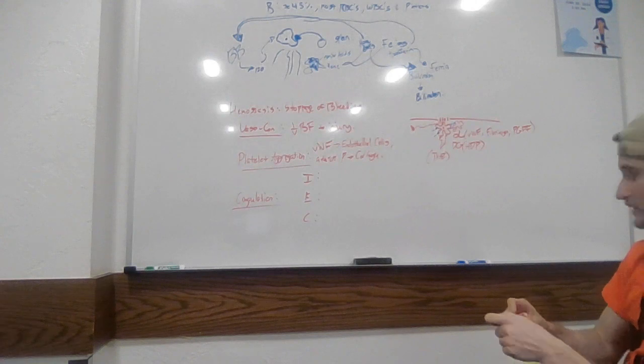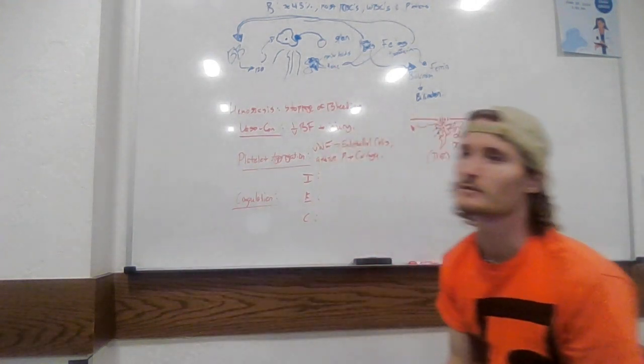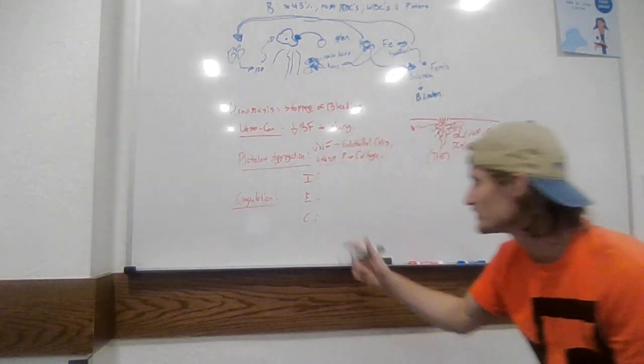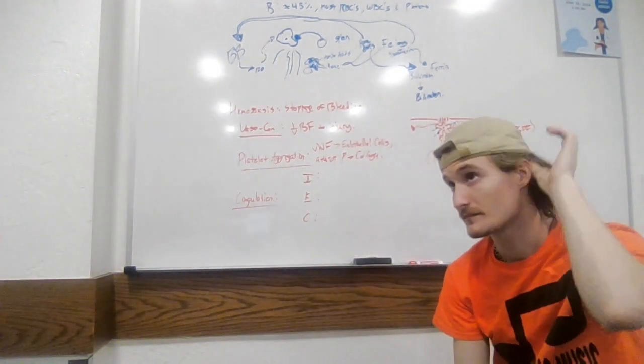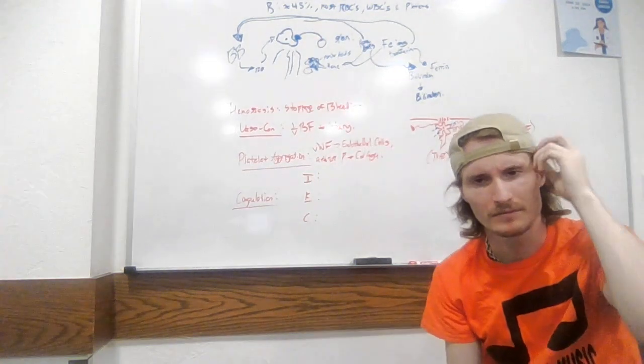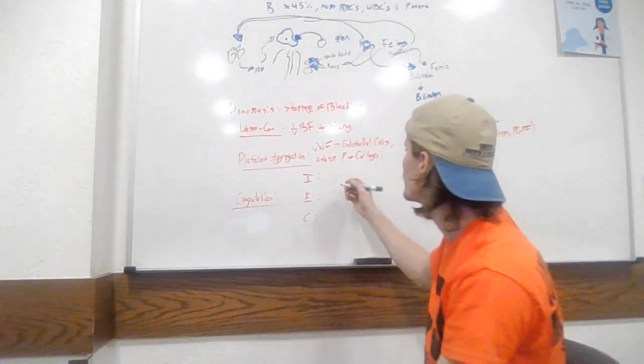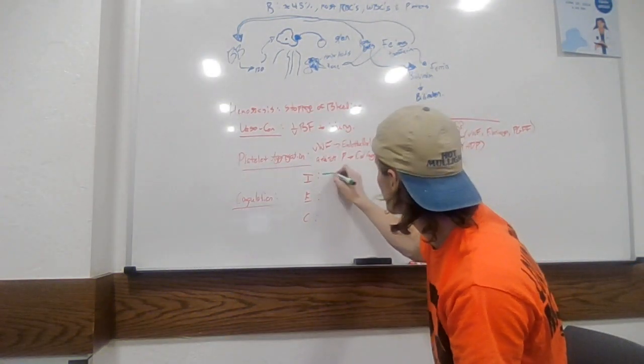Maybe I should write in a different color to make things a little bit easier. So intrinsic is going to be sort of like, how do I word it? It's more of a chain than the others, I guess, if that makes sense. And we're going to do these different factors.